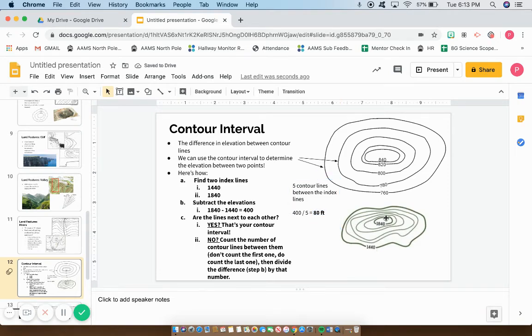We found our two index lines. We subtracted them to get 400. We counted how many lines were in between those two index lines. We got 5. So we divided our difference of 400 by how many contour lines, 5, to get us 80 feet. So each line is increasing by 80 feet.